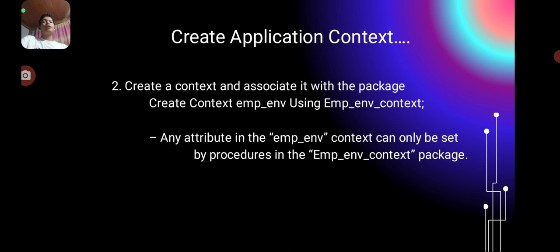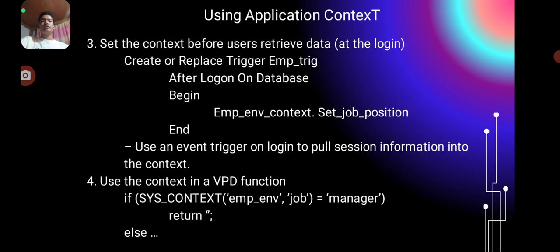So any attribute in the AMP env context can only be set by procedures in the AMP env context, and then a package. So, to set the context before users retrieve the data at login, create or replace trigger AMP_trig after logon on database begin. So first is the syntax AMP env_context.set_job_position, and then end. So use an event trigger at login to pull session information into the context.